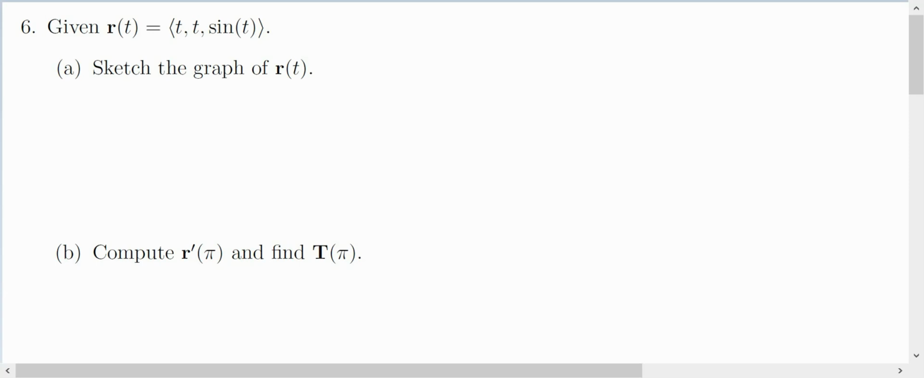Number 6, we're first asked to sketch the graph of this vector valued function. So we'll get something coming out so that we can see that y is equal to x. That's the line that goes through the middle of the floor here. On the floor, it would be that line going right through 45 degrees.